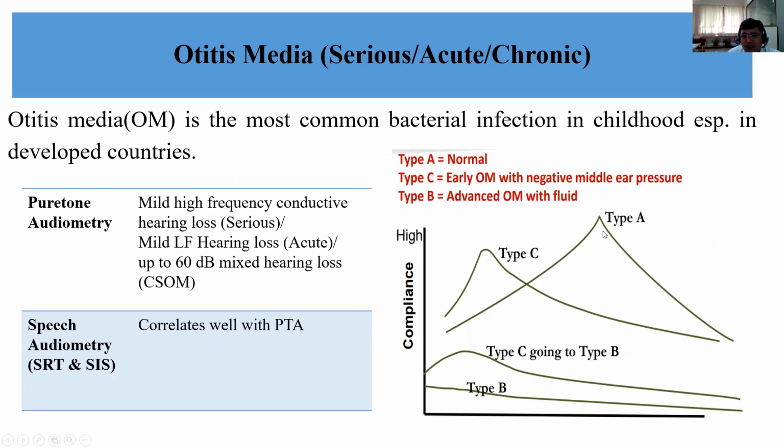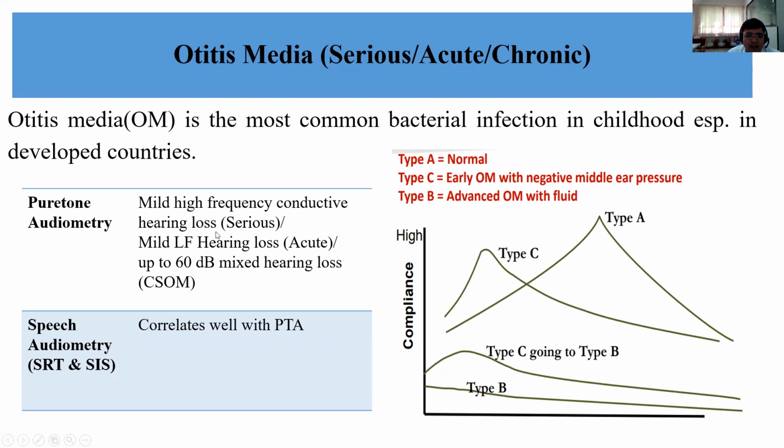Type A is mostly seen in normal. Type C is early otitis media with negative middle ear pressure. Type B is advanced otitis media with fluid. So you can see the change in the graph depending upon which stage of otitis media. In addition to that, when audiologists do pure tone audiometry, they can see different degrees of hearing loss, different configurations of hearing loss, depending upon which stage of otitis media it is, whether it is serous, acute, or CSOM.